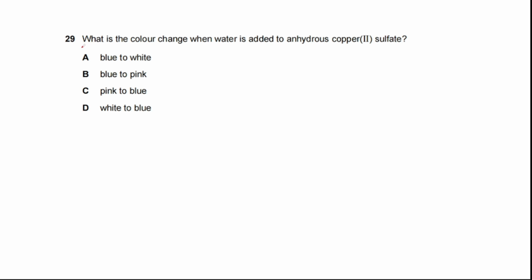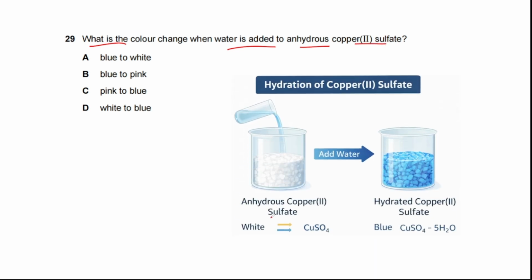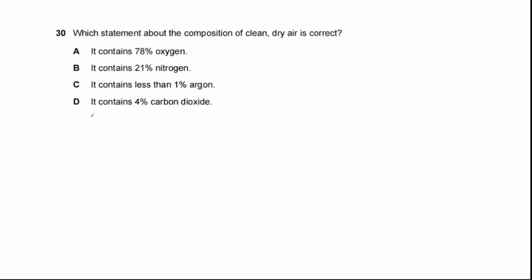Question number 29. What is the color change when water is added to anhydrous copper sulfate? Anhydrous copper sulfate is white, and when you add water, it becomes hydrated copper sulfate, which is blue. So it changes from white to blue. So the correct option is D.